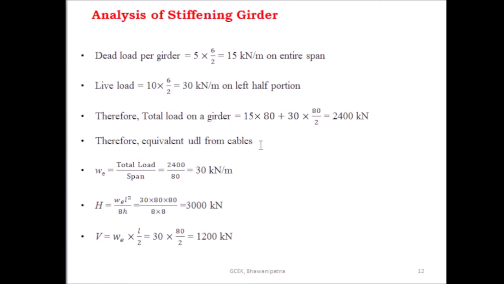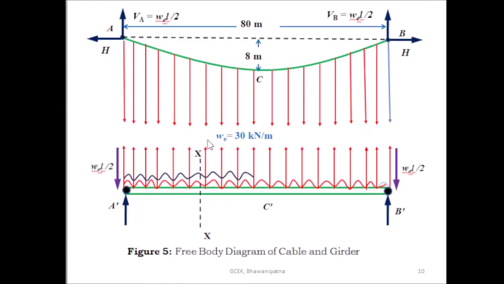Therefore, you can find out the equivalent uniformly distributed load from the cables. So WE is equal to total load by span. The total load you got here is 2400, and the span length is 80. 2400 divided by 80 is equal to 30 kN/m. This equivalent uniformly distributed load acts on the suspender, the suspension cable and on the girder. The same load is acting on the suspension cable and on the stiffening girder.